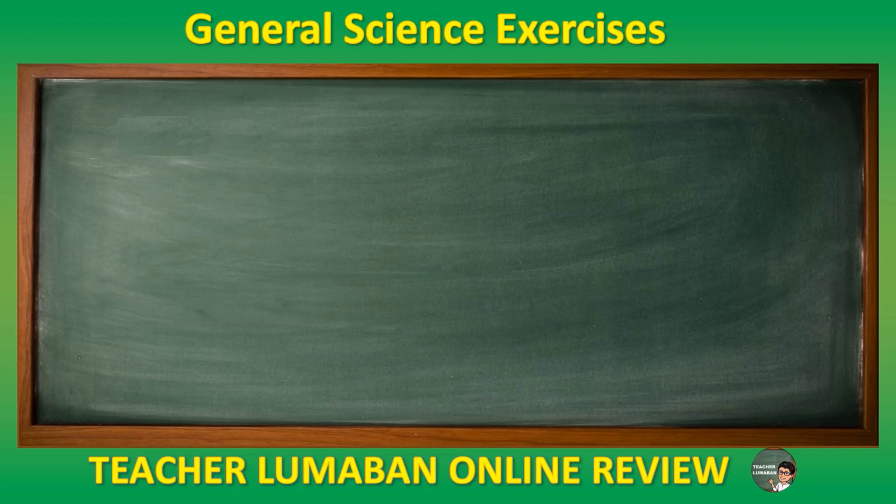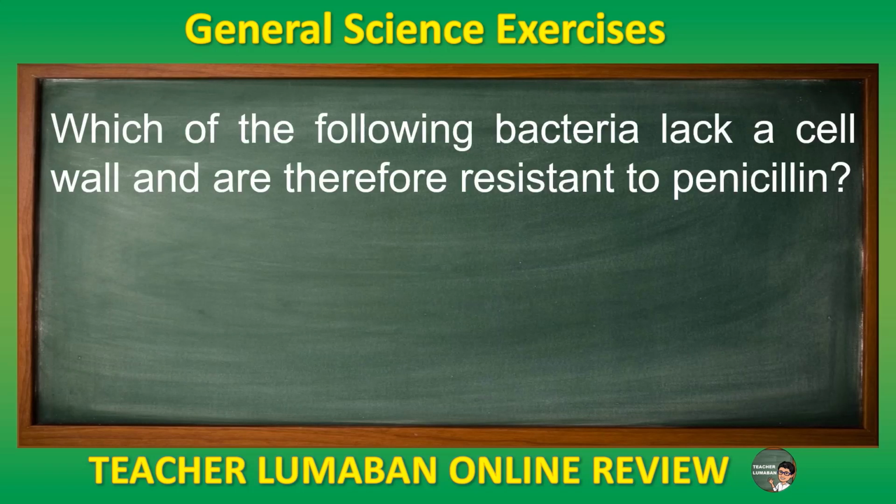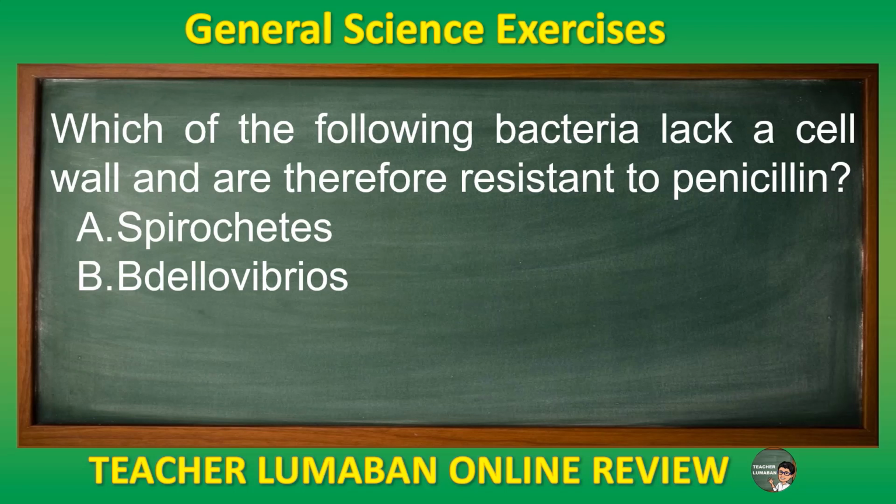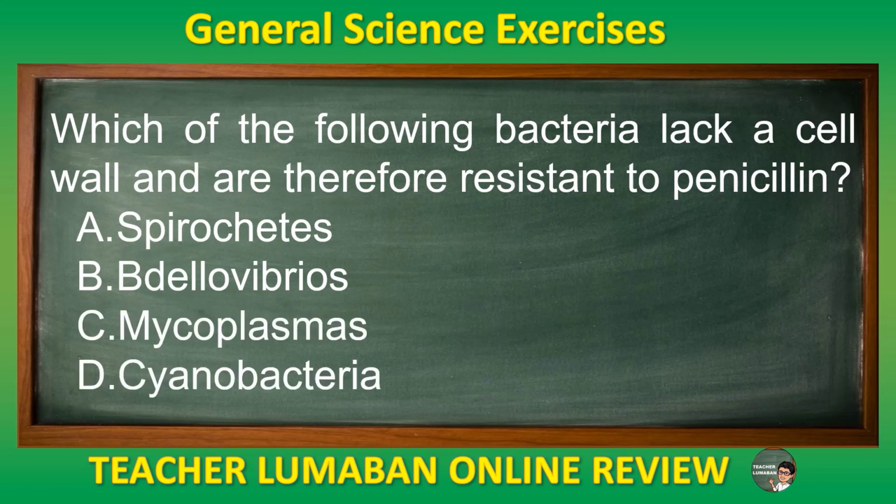Which of the following bacteria lack a cell wall and are therefore resistant to penicillin? Letter A. Spirochetes. Letter B. Bdellovibrios. Letter C. Mycoplasmas. Letter D. Cyanobacteria. Choose the suitable answer based on the given choices in 5 seconds. 5, 4, 3, 2, 1. The correct answer is letter C.